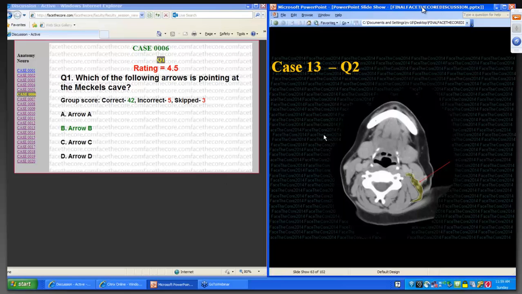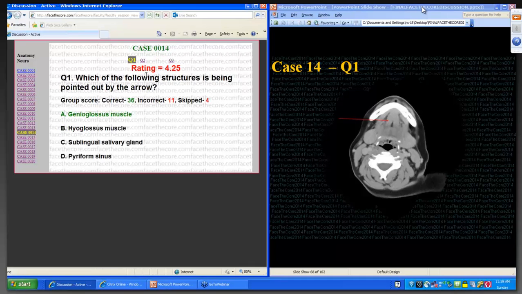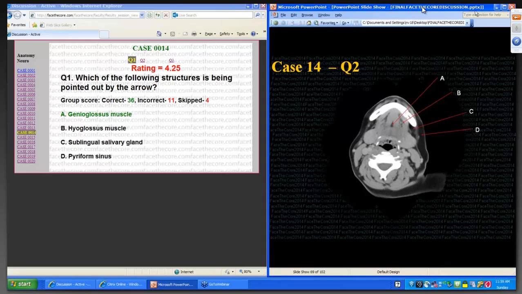Case 14, what is arrow A? Let me go to the question here. Arrow A, the genioglossus muscle. That's what the correct answer was there. Let's go on to the other images of case 14.